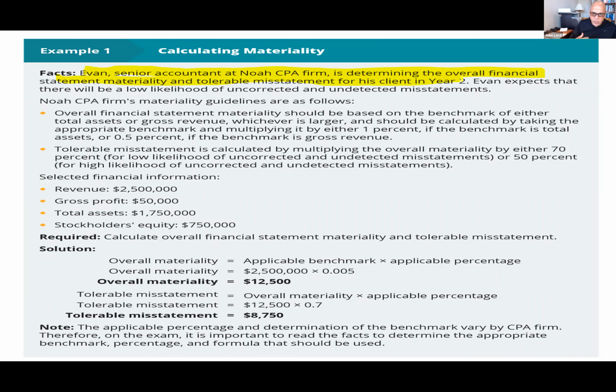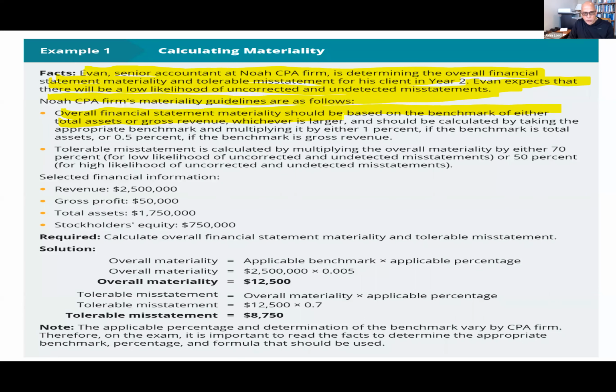Okay, it's just depending on the nature of the audit procedure that you're using. If you're using sampling, call it tolerable. If the procedure is not using sampling, then we call it performance materiality. Okay, so Evan expects that there will be a low likelihood of uncorrected and undetected misstatements. Now we come over and it says Noah CPA materiality guidelines are as follows. Overall financial statement materiality should be based on the benchmark of either total assets or gross revenue, whichever is larger.